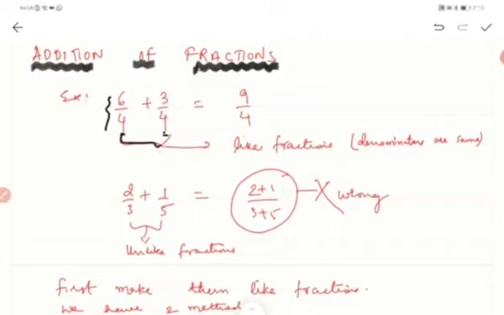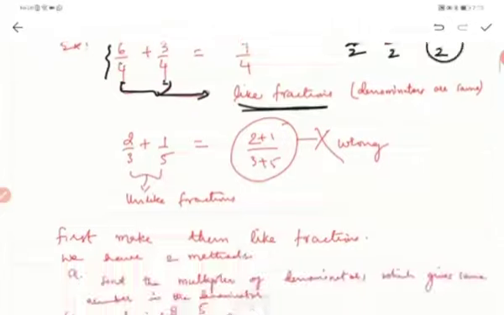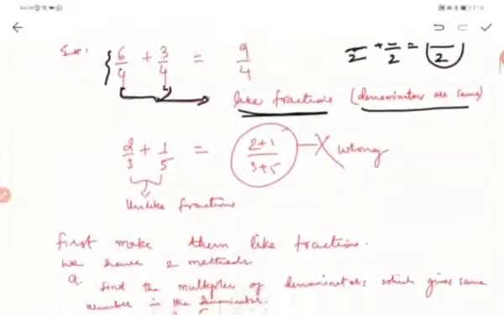So such kind of fractions you call them like fractions, isn't it? So if denominators are same, it's very easy for you to add, like 1/2 and 5/2. So you can easily add this as 5 plus 1 is 6, take denominator as 2. So it's easy when your fractions are like fractions. Like fractions, what? Denominators are same.